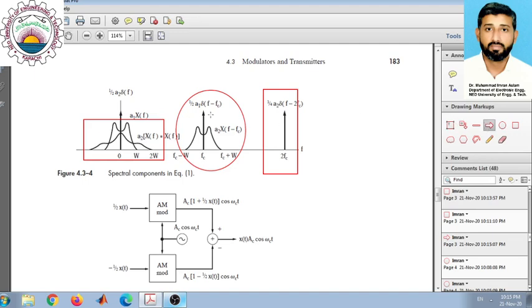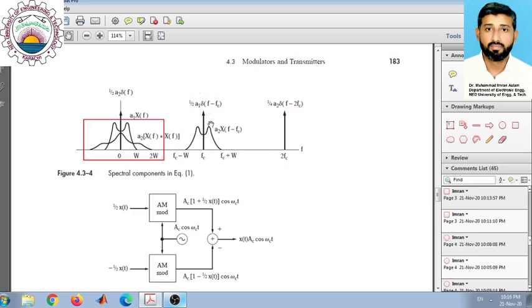Which has the carrier component, which is shown here. Similarly, it has an upper sideband, which is shown here, and it has a lower sideband, which is shown here. So this entire part is actually a carrier, an AM spectrum of the AM signal.